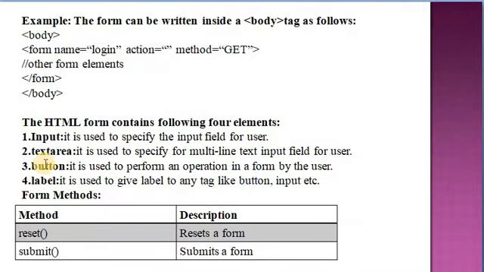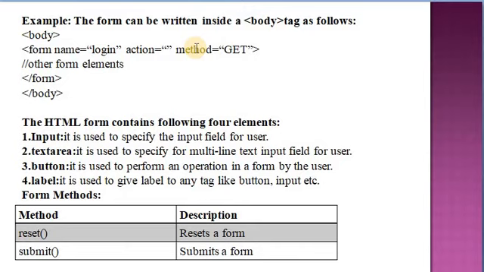Next point is the example. The form can be written inside a body tag as follows. In a body tag we can write a form tag with the name attribute. Here we can take a name as the form name. Here name is equal to login; the name attribute denotes the name of a form. Next is the action. The action attribute specifies the URL. Here I am not taking any URL, but you can put a URL here, which specifies the URL where the form should be submitted.